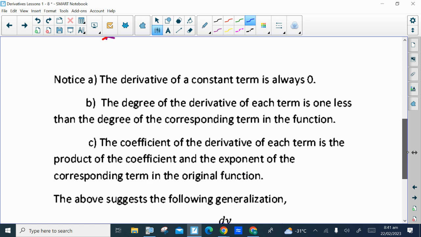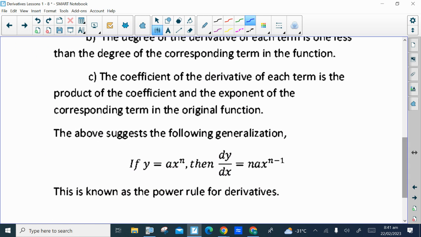So this is known as the power rule for derivatives. If y equals a times x to the n, then dy by dx, remember that's one of our notations for derivative, can be found by multiplying the power, the exponent, by the coefficient in front. So it's n times a times x, and then the power decreases by 1. This is what we use to find the derivative term by term for any polynomial function.